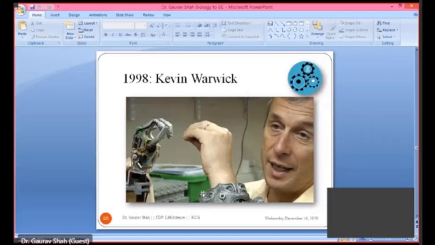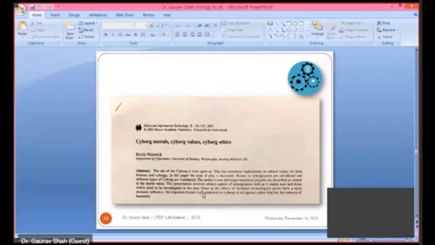This is another example of a cyborg, which is Kevin Warwick. He is also known as a self guinea pig. He experimented on himself only, and he did neurosurgical implantation of a device into the median nerves of his left arm in order to link his nervous system directly to the computer. And he got a remarkable achievement after this. This is his paper, a very important paper.